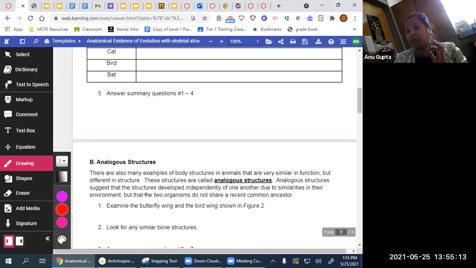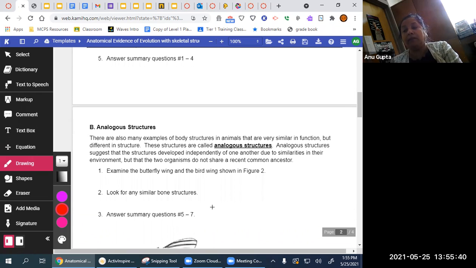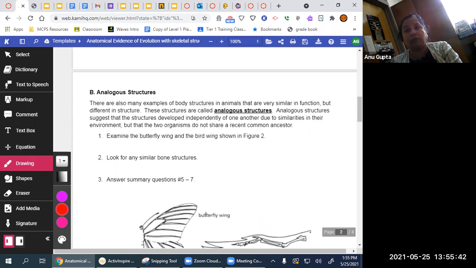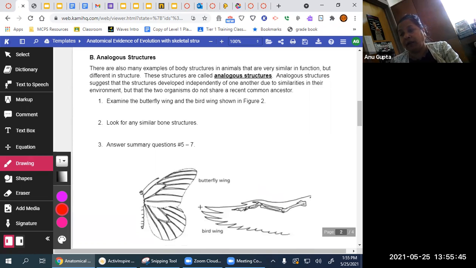Analogous structures suggest that the structures developed independently of one another due to similarity in the environment, but the two organisms do not share a recent common ancestor. So as compared to the homologous, these have a different structure but the same function, and they do not have a common ancestor. Now we are going to examine the butterfly wing and the bird wing shown in the figure, look for any similar structures, and answer questions 5 through 7. First we will look at the butterfly wing and the bird wing, and see what is common and what is different.